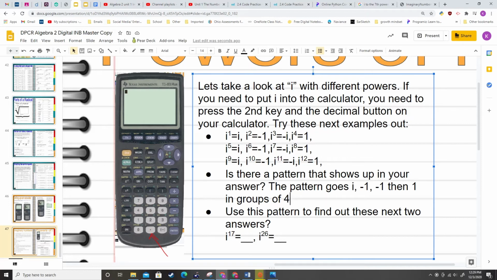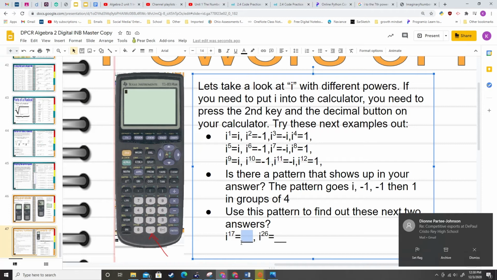All right, so with this in mind, what could be used to find these two answers right here? So I know I'm up here at 12. So the next 4 numbers are 13, 14, 15, 16. So when we get back over here to i to the 16th, we should be getting 1 again. Then the next one is i to the 17th, which is going to bring us right back over here, which would mean that i to the 17th should be giving us i. Not 1, i, sorry.